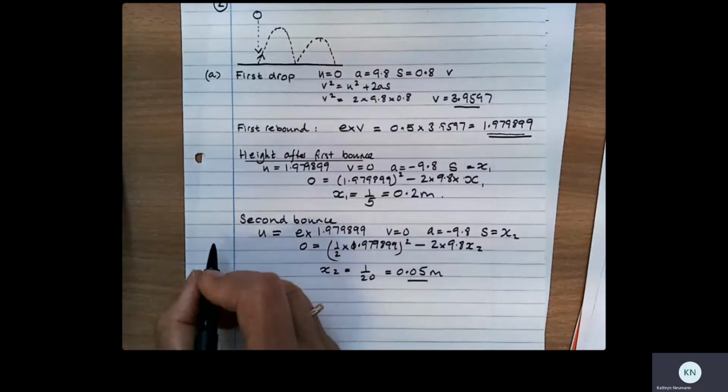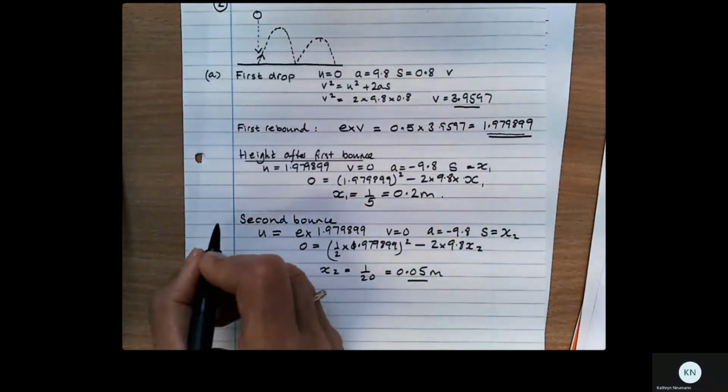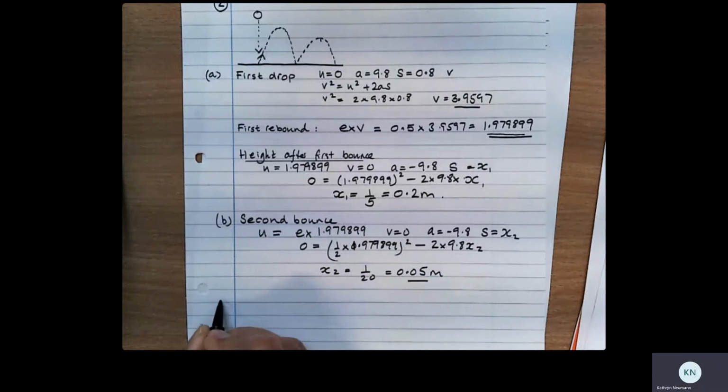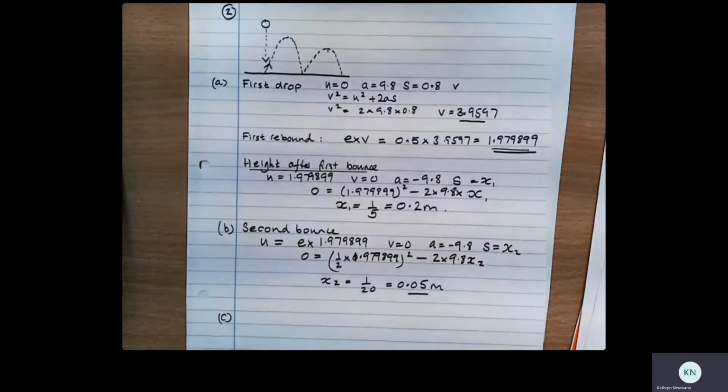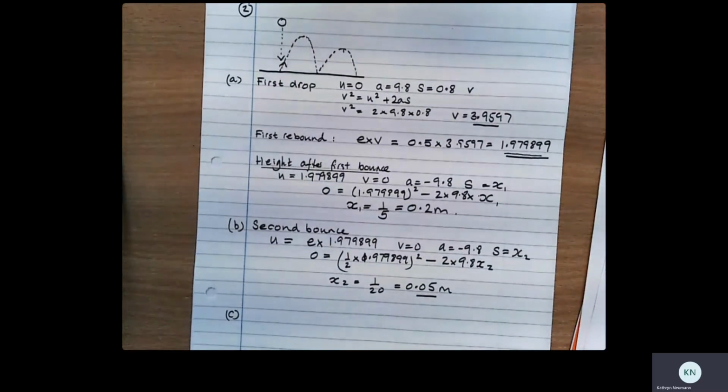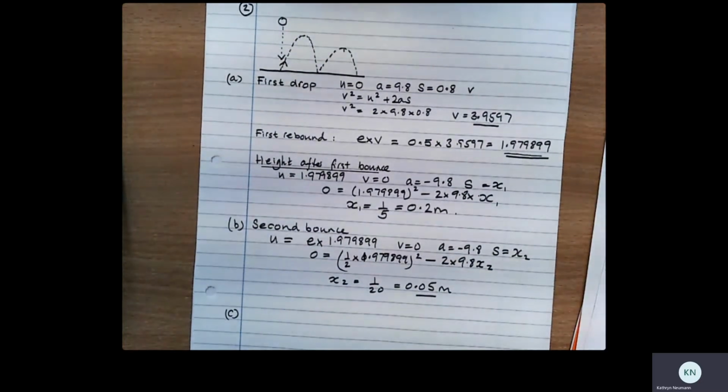So this is part B. Part C asks for the total distance travelled before it comes to rest. Now, you're not expected to learn this formula, but you are expected to be aware of what's going on.